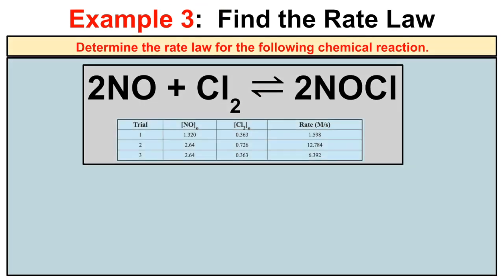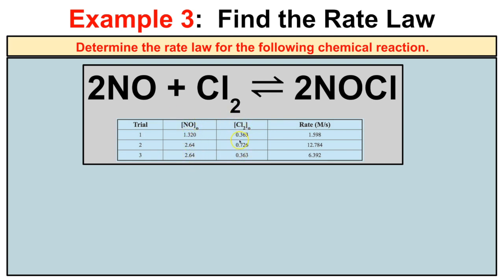In this third example, it says to determine the rate law for the following chemical reactions. So we have 2NO reacting with Cl2 producing 2NOCl. And we've done this chemical reaction on 3 different trials. We've changed the concentration of NO here.